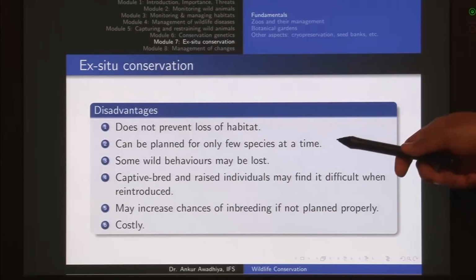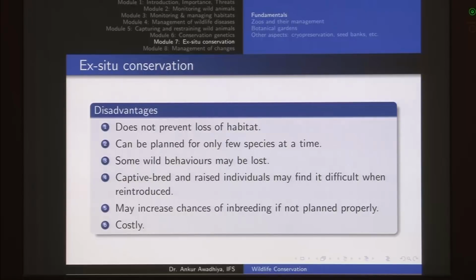Second, it can be planned only for a few species at a time. For instance, if you go into any of our forests, you may find 500 plus species, but when you are talking about ex-situ conservation, you will create a facility for, say, one species or two species, but not more than that. So this can only be planned for a few species at a time. There are some exceptions in the form of zoos, but even in the case of zoos you can have a maximum of around 50 or 100 species. Beyond that it becomes very difficult.